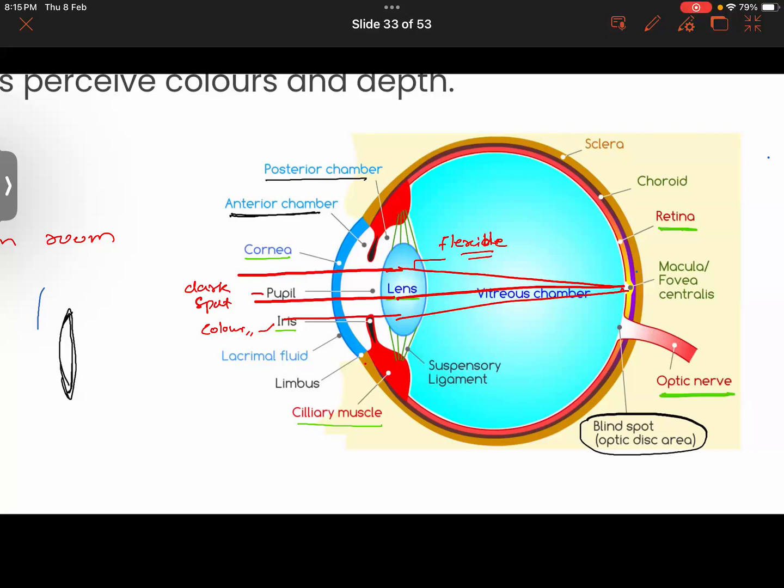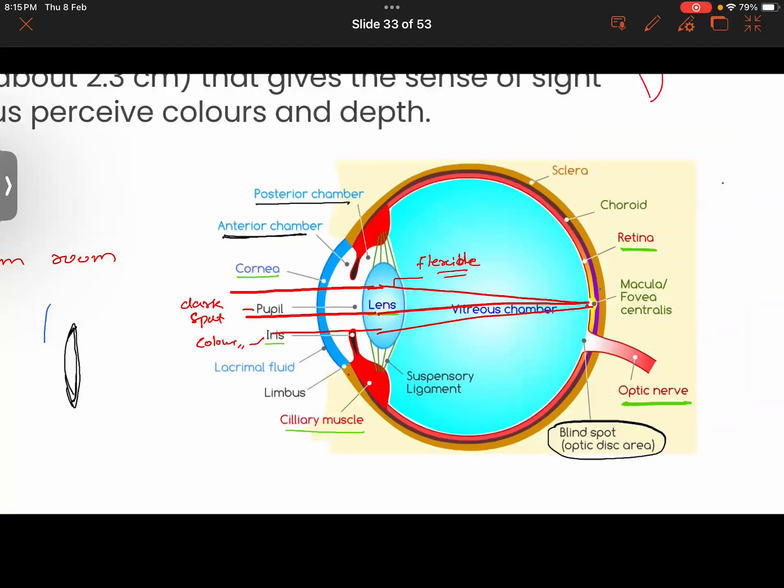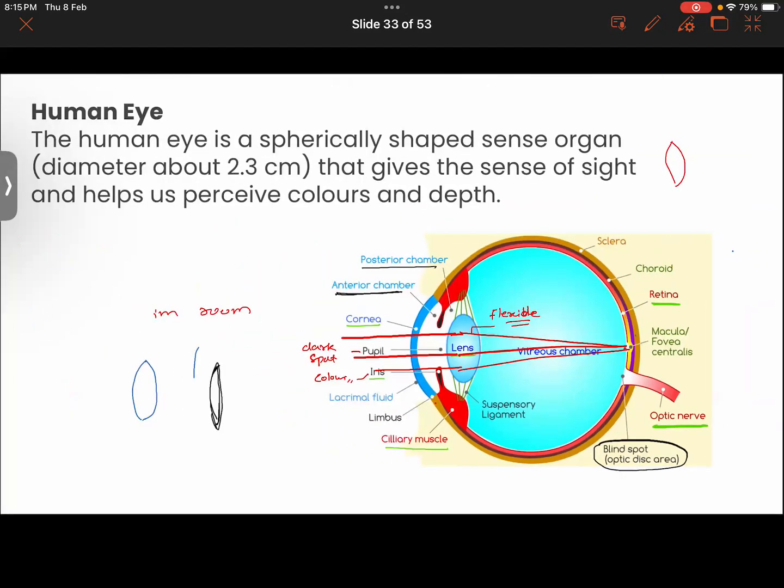So the eye lens is a flexible convex lens whose thickness and focal length can be changed by the action of a very important part that is called the ciliary muscle. So what do the ciliary muscles do? Ciliary muscles will pull the eye lens, or if they relax, it will thicken the eye lens. Getting it now, guys?